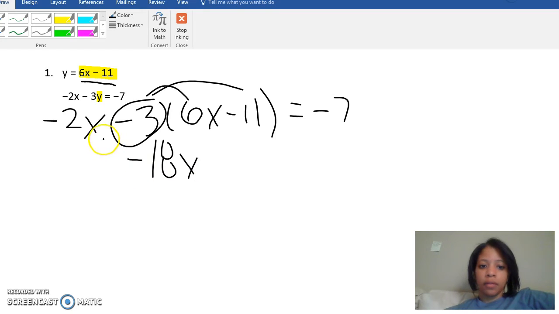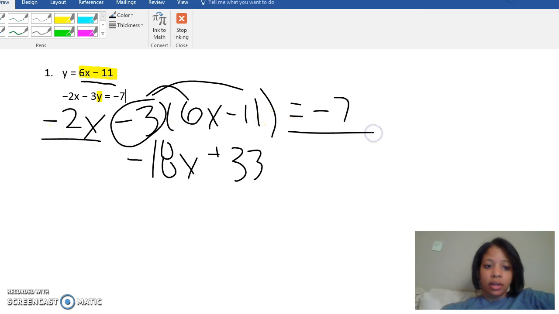And then negative 3 times negative 11. So 2 negatives make a positive. So it'll be plus 33. So this is only like this part right here. So you still need to bring down everything else. So I still need to bring down my negative 2x and my equals negative 7.